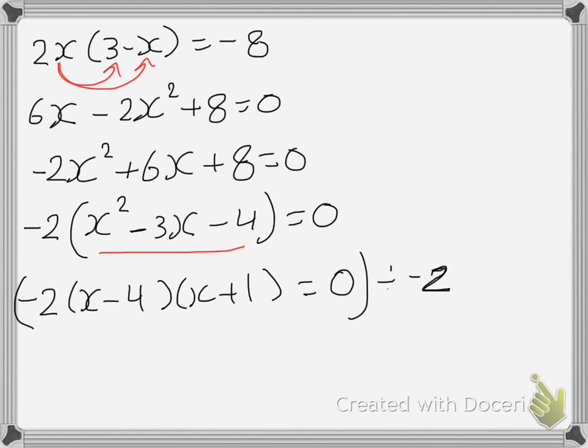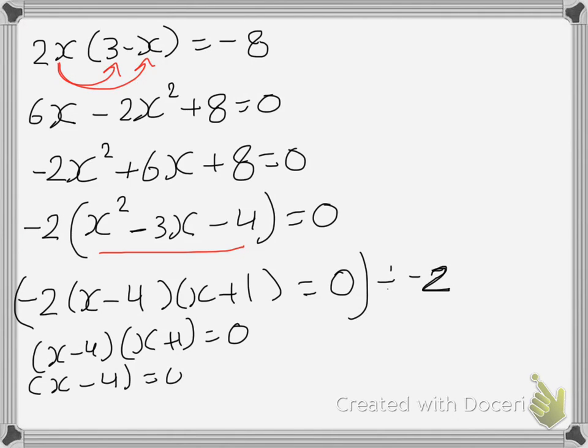And -2 divided by -2 is 1, so I'll be left with x minus 4 and x plus 1. And 0 divided by -2 is just 0. So now I've got the two factors multiplied together giving me 0. That means either one of them is 0, so either x minus 4 is 0 or x plus 1 is 0. And that gives me x equal to 4 or x equal to -1.